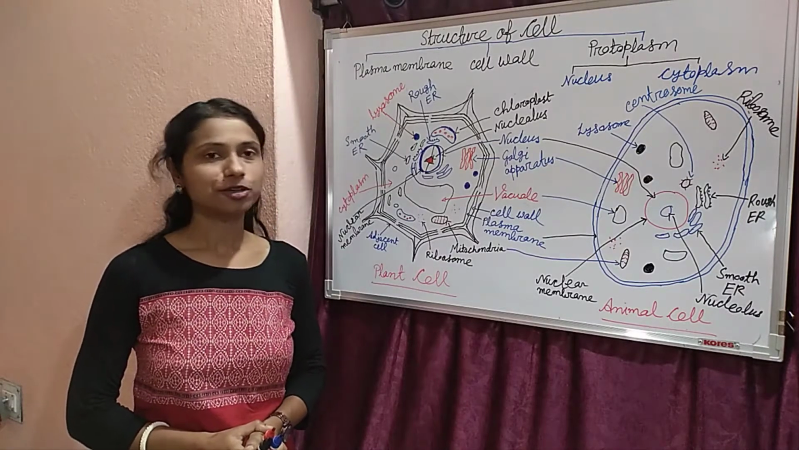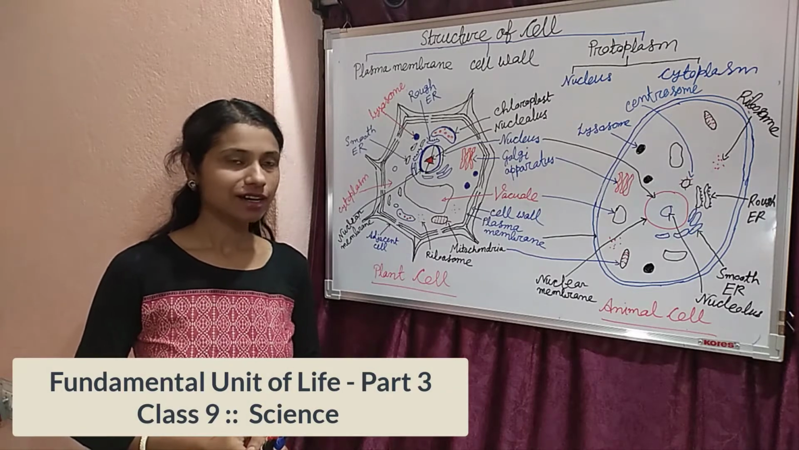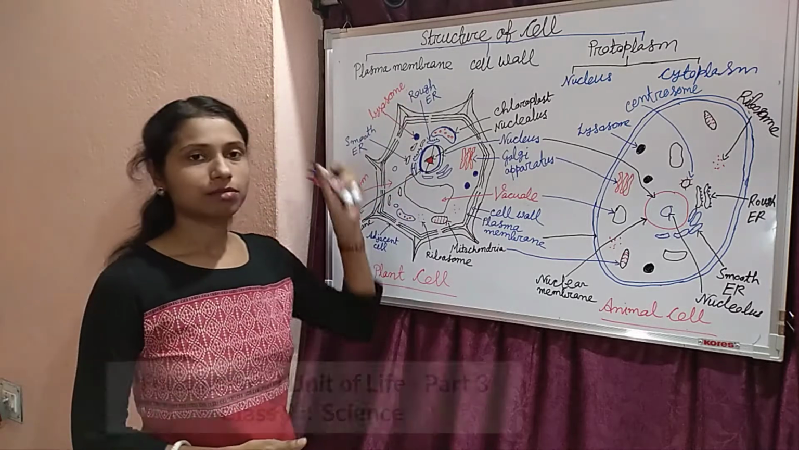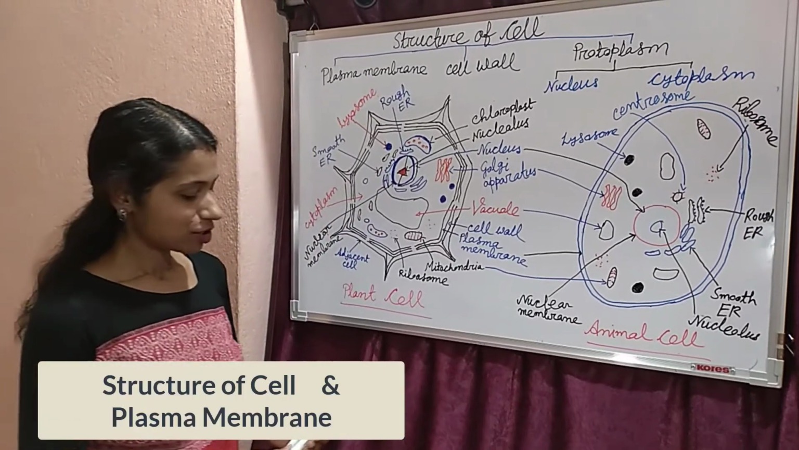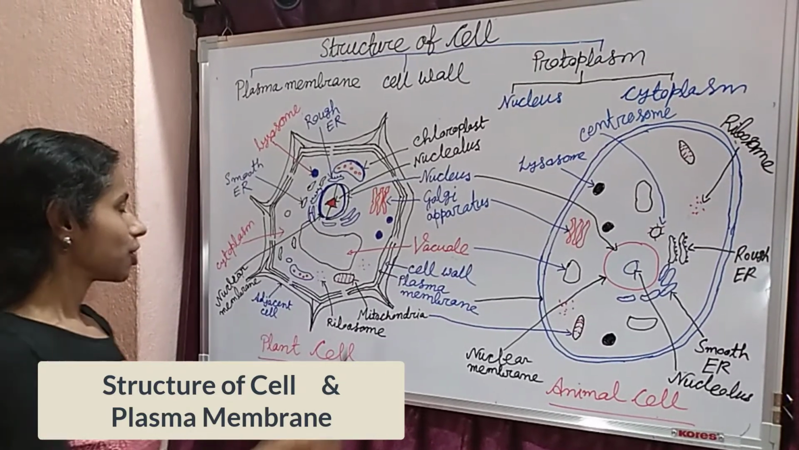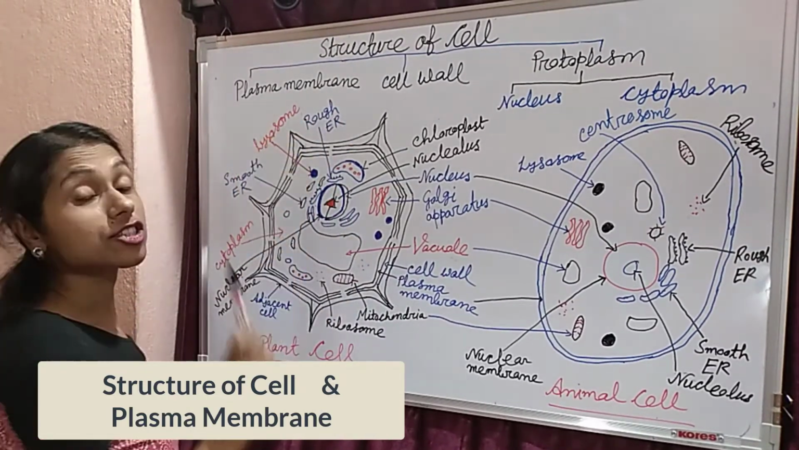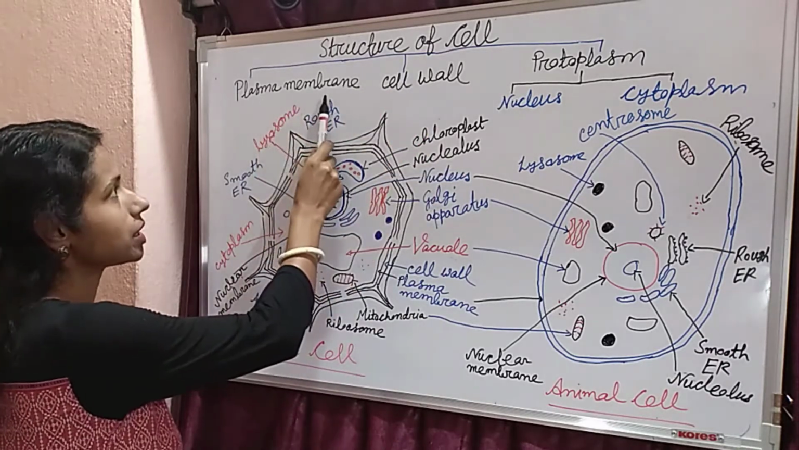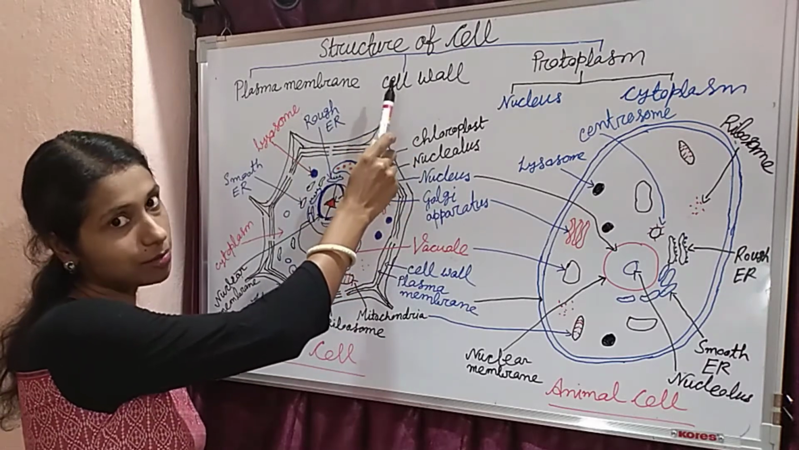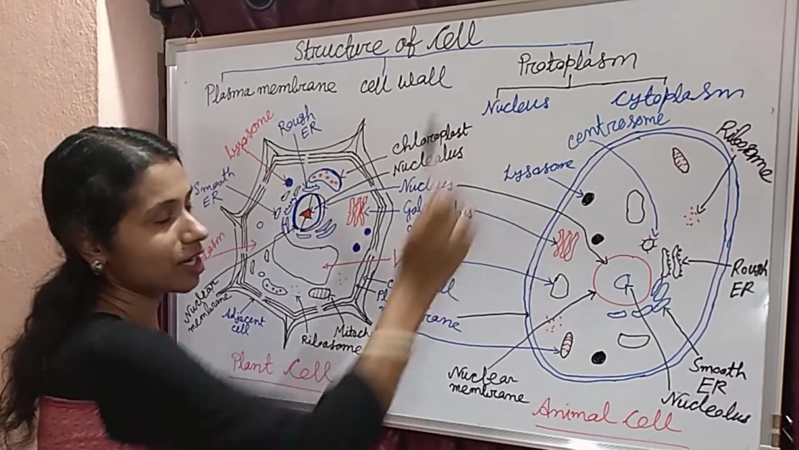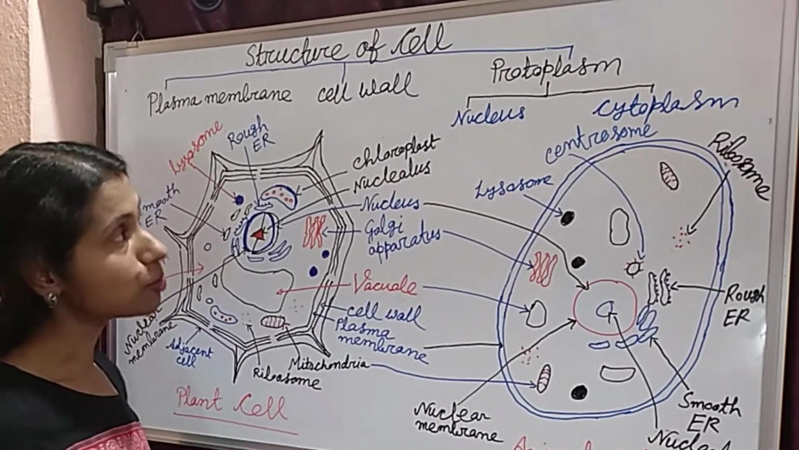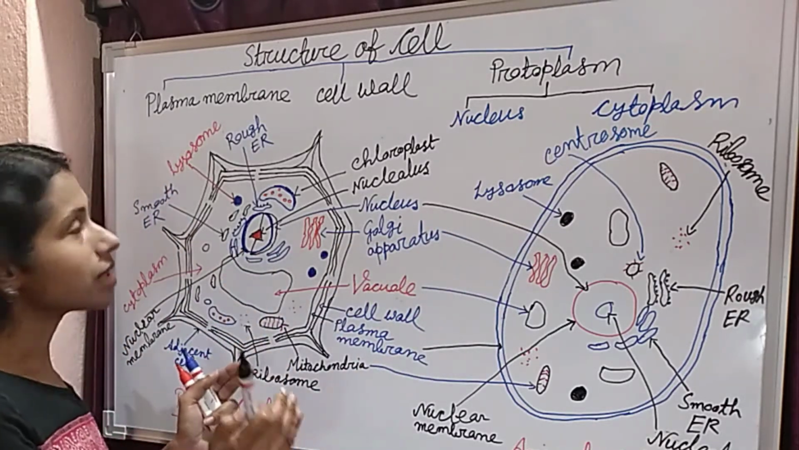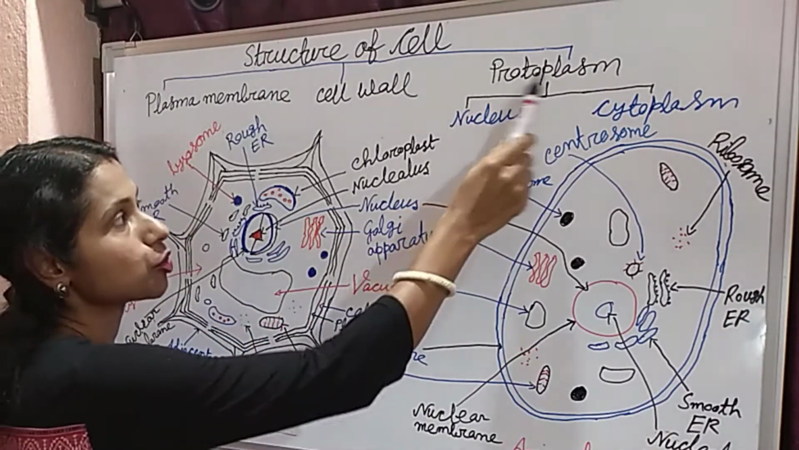So we are in the third part of Fundamental Unit of Life, and today we are going to discuss the structure of the cell and the plasma membrane. To discuss the structure of the cell, we mainly get three basic structures: the plasma membrane, the cell wall, which is only present in the plant cell, and then the protoplasm. Protoplasm is divided into two parts, nucleus and cytoplasm. Whatever is present inside the plasma membrane is protoplasm.